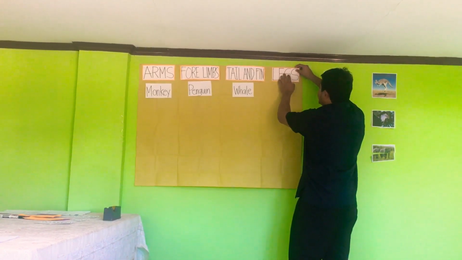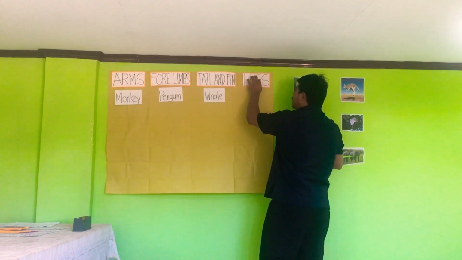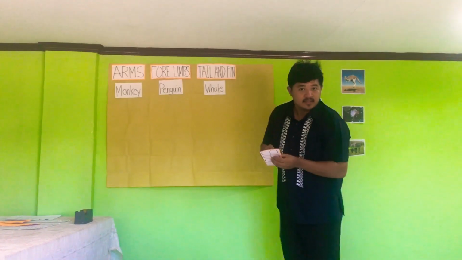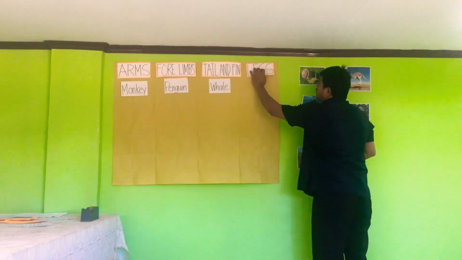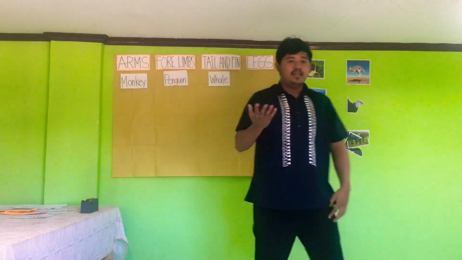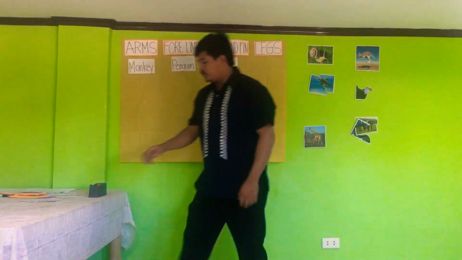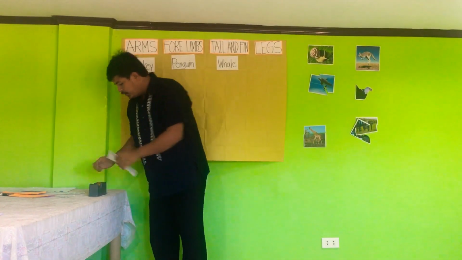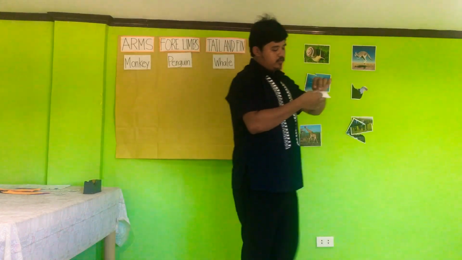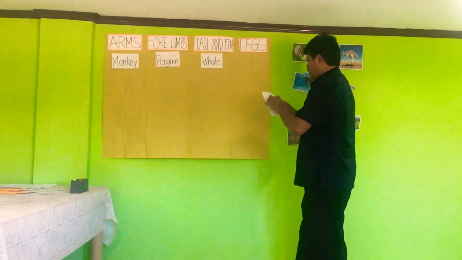How about the legs? Do you have an example of an animal that uses their legs in moving from one place to another? An example, class? Okay, legs. For example, the kangaroos, right? Kangaroos.